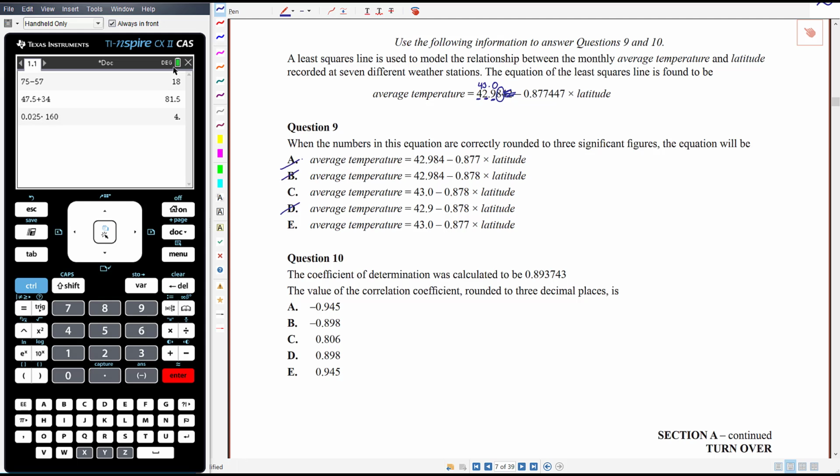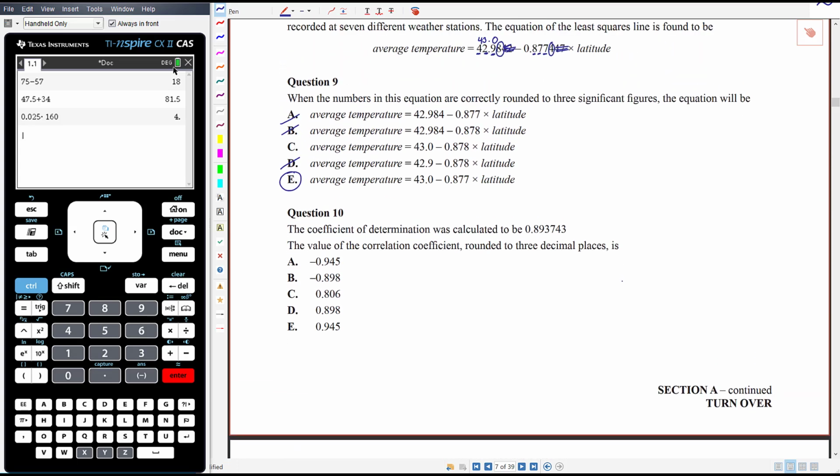And then again, the first significant figure is the first non-zero digit, so that is the 8. The second significant figure is 7. The third significant figure is 7. We look to the 4th significant figure. We ignore anything that comes after that. The 4th significant figure tells me that I don't need to round up, and so to 3 significant figures, my answer will be 0.877, and so that should be option E.